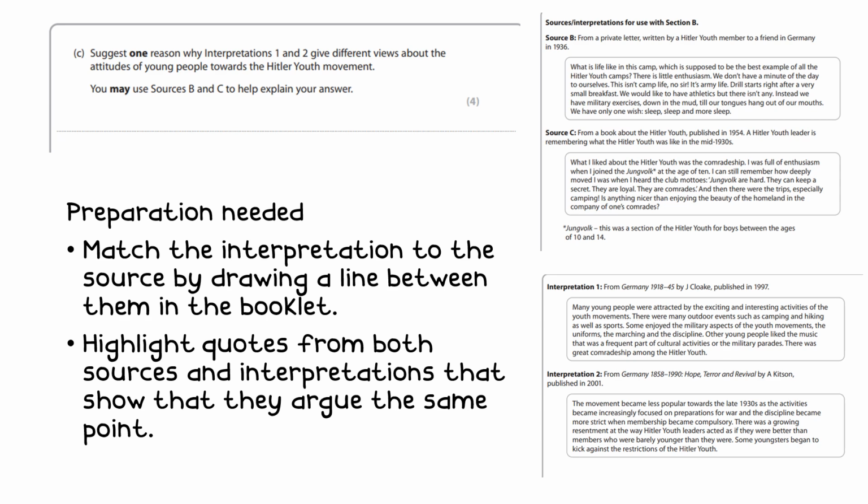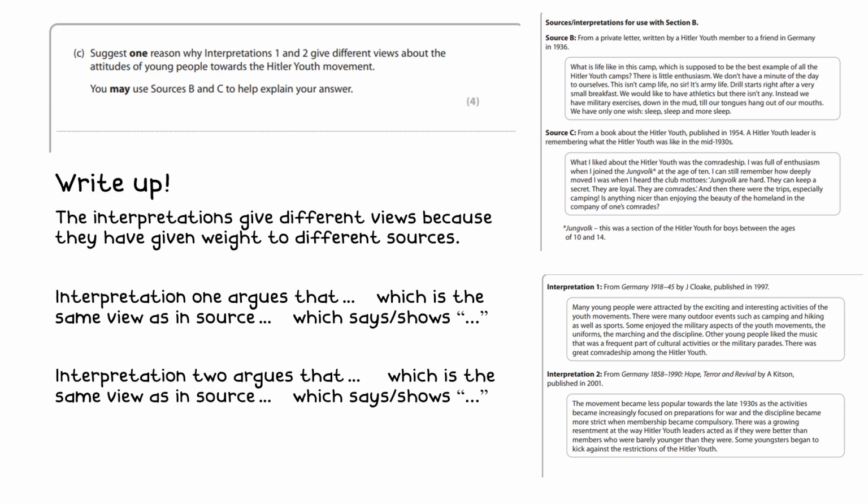Now in your booklet you will have 2 sources on the left and 2 interpretations on the right, so you will be able to draw a line from interpretation 1 to either source B or C, depending on which source matches it. And you're going to be able to draw a line from interpretation 2 to either source B or C, whichever one matches it. So do that first in your booklet before you answer the question in the exam. And remember, you're going to have quotes highlighted from the sources and the interpretations already, which will show that they argue the same point because you will have highlighted them in the previous questions. Once you've done that, you've got your plan, you can put that to good use. So you are going to start your answer with the interpretations give different views because they have given weight to different sources. If you just write that sentence without anything else, you're going to pick up a mark. You then, to pick up the other 3 marks, need to prove it. So you would then write interpretation 1 argues that.